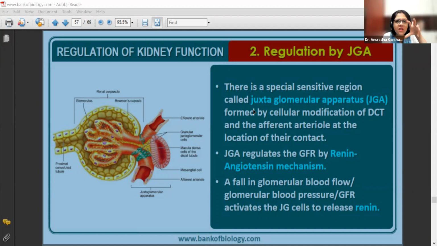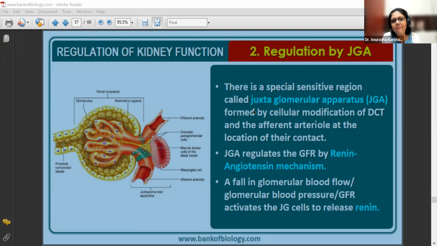The blood has got the waste. The waste needs to be squeezed out into the Bowman's capsule, but there is no pressure. There is no force for it. In that case, a force, a pressure needs to be generated. So who would generate this force? So this force would be generated by renin.